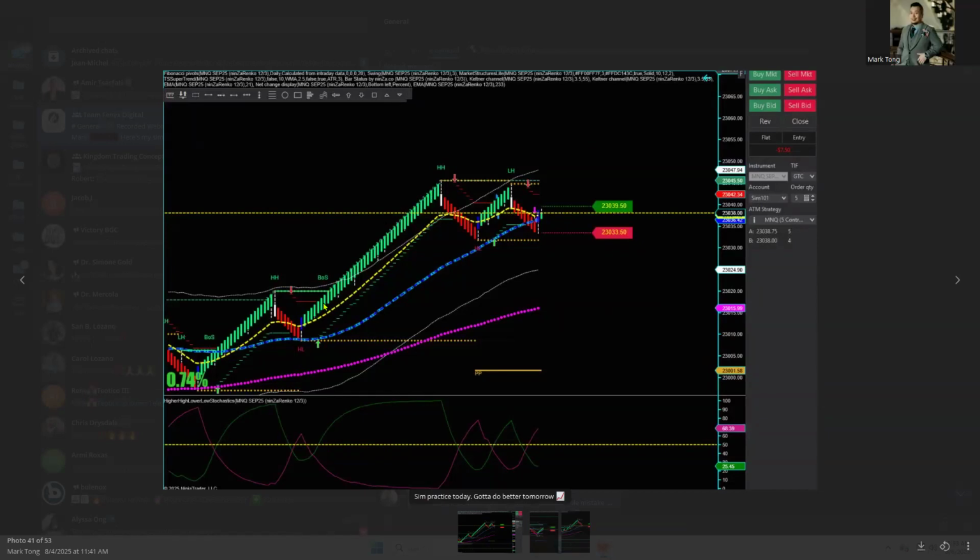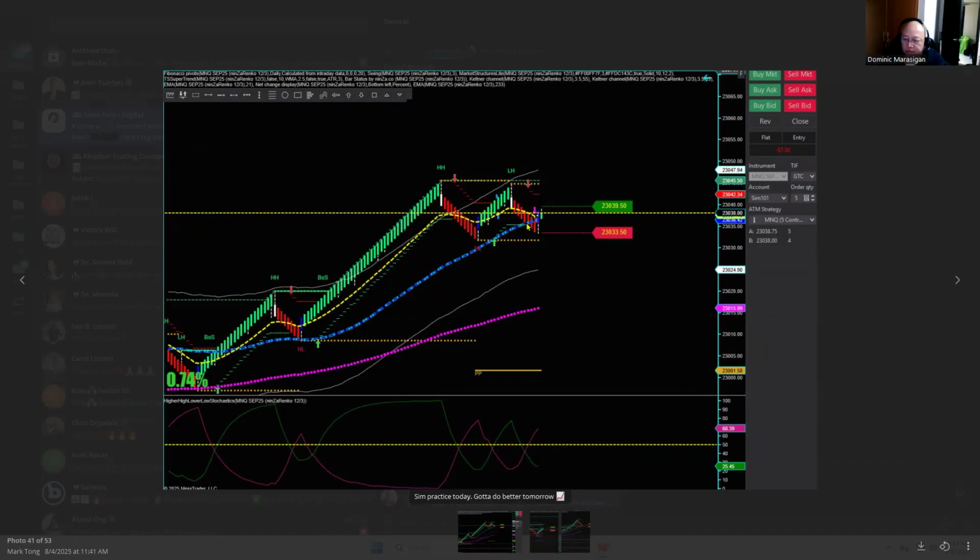Again, it would have hit your first target, and the second target would have been hit, right? So this one, yeah, you took this right there, which is a good trade. It just ran out of steam and reversed. Because right here, once you see this lower high, you know they're going to bring it back down. So what they did was they did that.